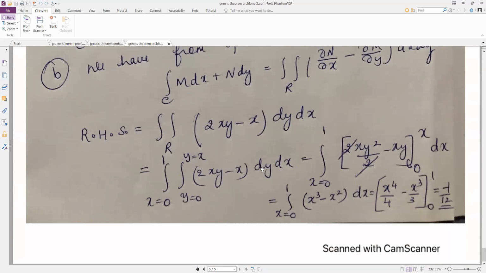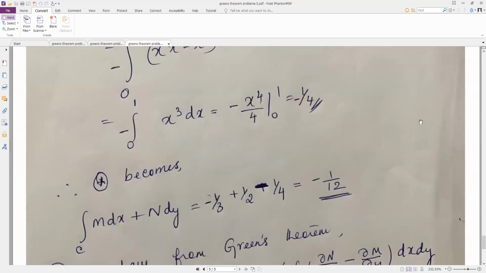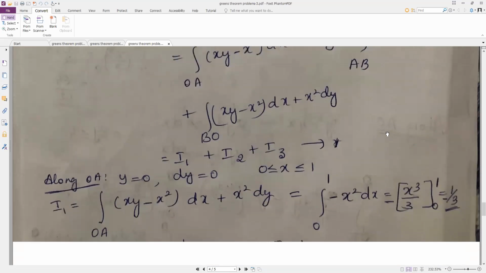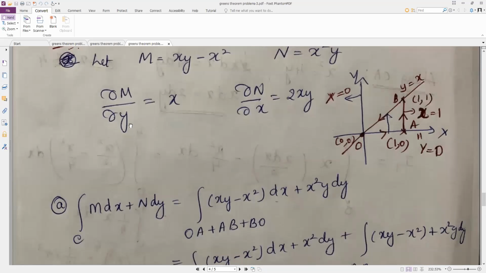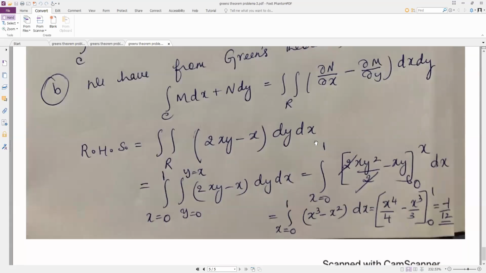I told you whenever they give Green's theorem, you had better take the right-hand side. What is the right-hand side? The double integral over the region of dou N by dou x minus dou M by dou y, dy dx. Write it down like this, dy dx. Now the difference in the partial derivatives we have seen is 2xy minus x. That gives you dy dx.